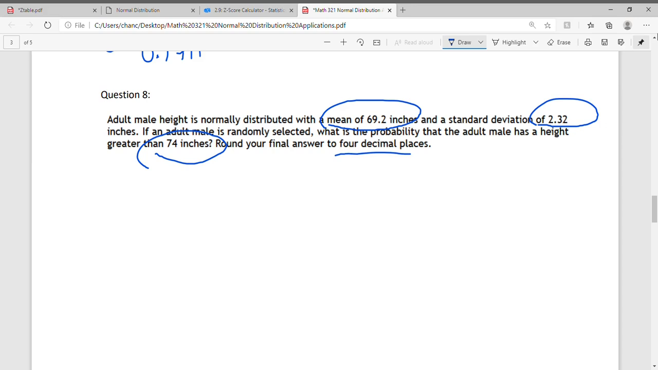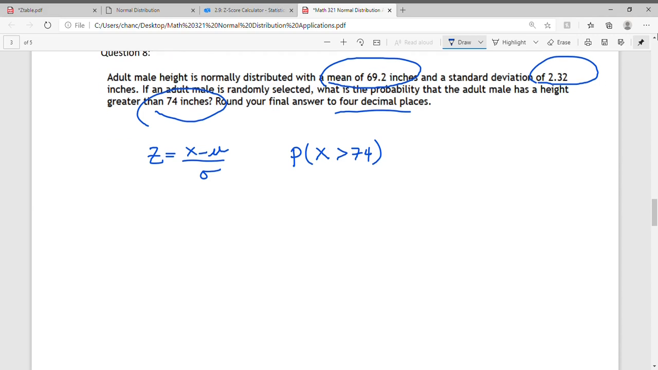So to do this question, we'll have to use the z-score formula. Z equals x minus mu divided by sigma. X is our data value. Here we want to find an adult male that has a height greater than 74 inches. So I want to find the probability of x being greater than 74 inches. Now I don't have an x table, but we do have a z table. So let's convert this x to a number that is a z. So we'll use the z-score formula.